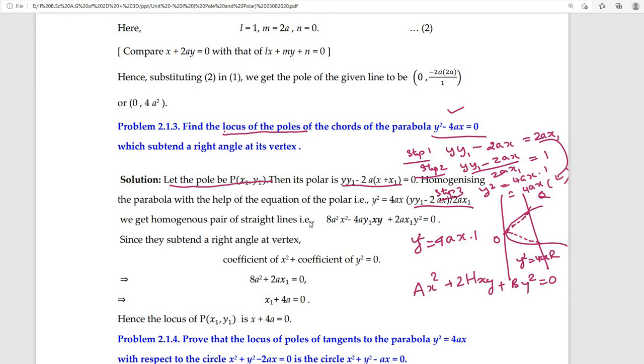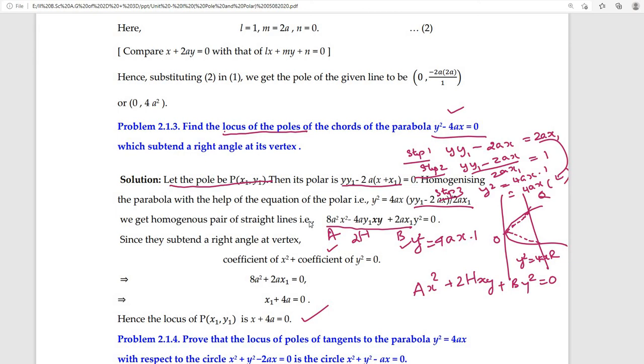It can be put in this form. If we just compare that with this, then this is our A, this is our 2H, all these together, and then this is our B. We need only A and B. So the coefficient of x square is 8a square and the coefficient of this is B, that is 2ax1, so you get this. We need only the locus of P(x1, y1), so we get that to be x plus 4a equal to 0.